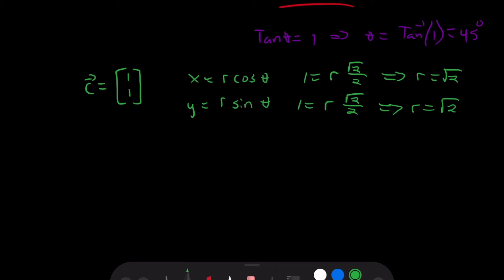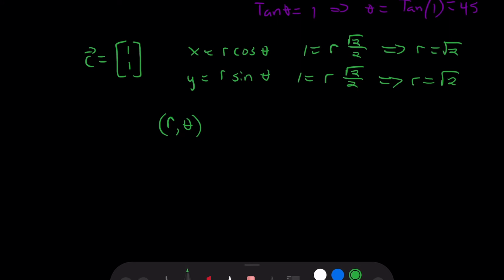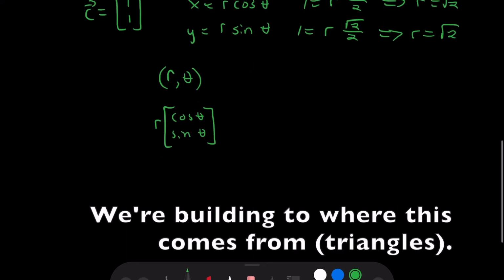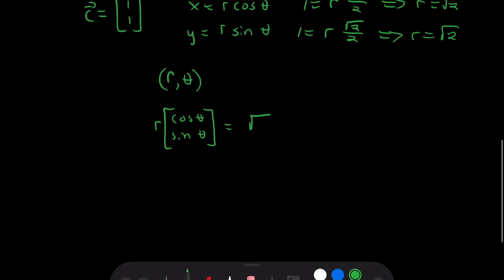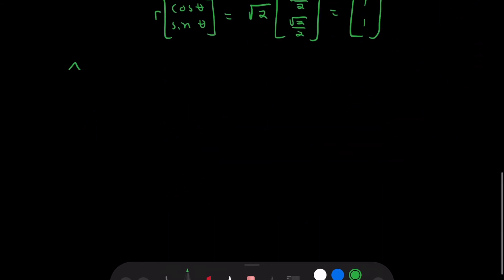Now again, sorry, not spherical, we'll just say polar for now because we're not in 3 dimensions. If we're doing r theta, that means we can write our vector c in the following way: r cos theta, sine theta, which will then be root 2 times root 2 over 2 and root 2 over 2 when evaluated, which is equal to (1, 1). Okay, now let's go up to our 3 dimensions.